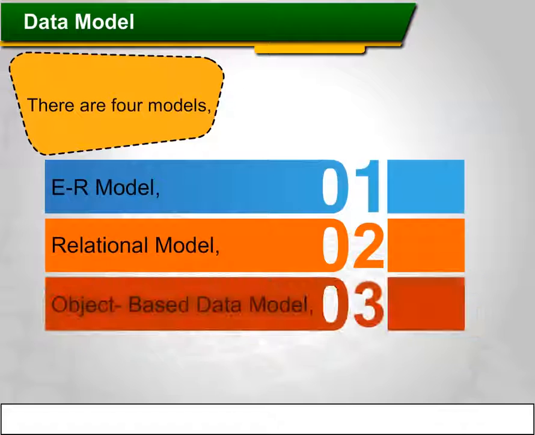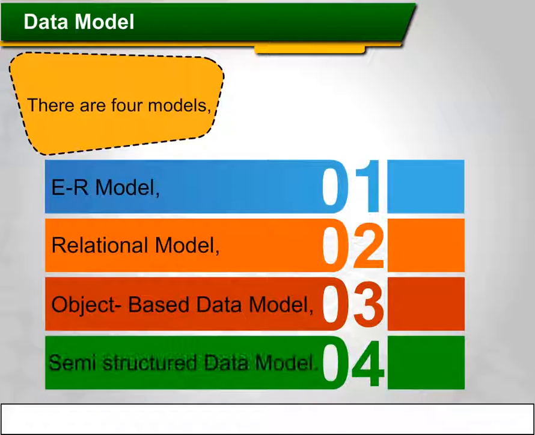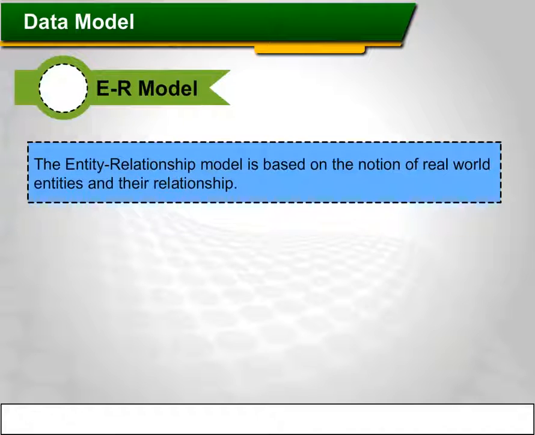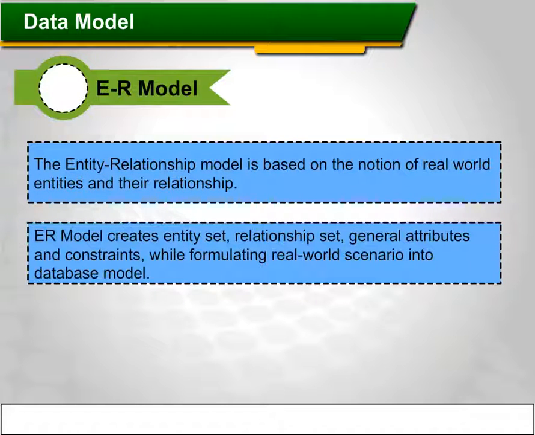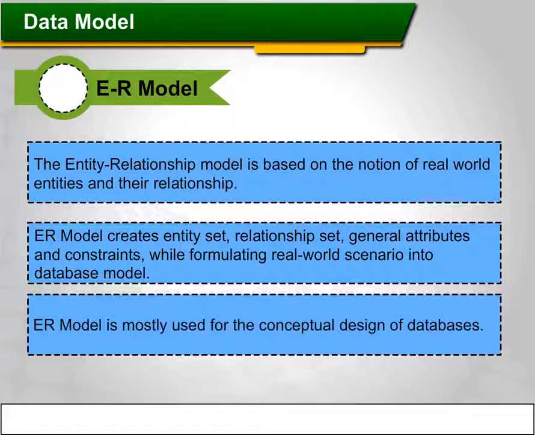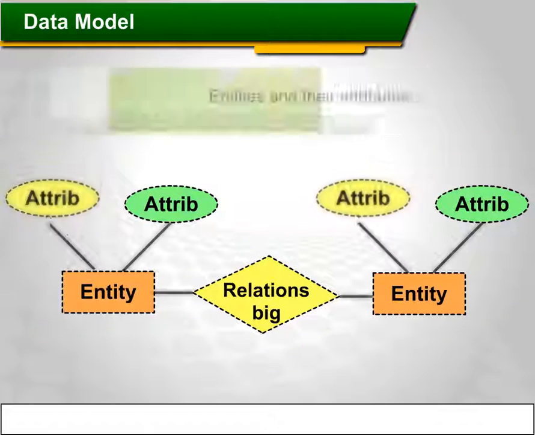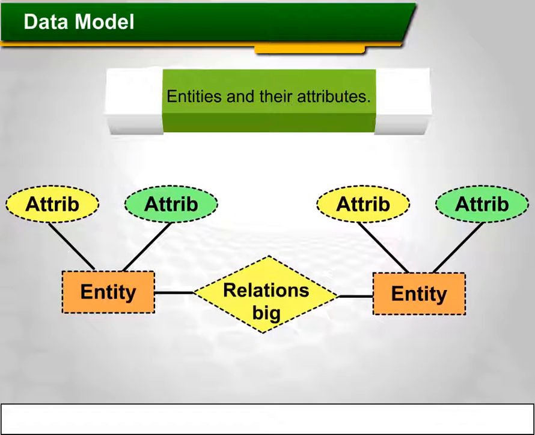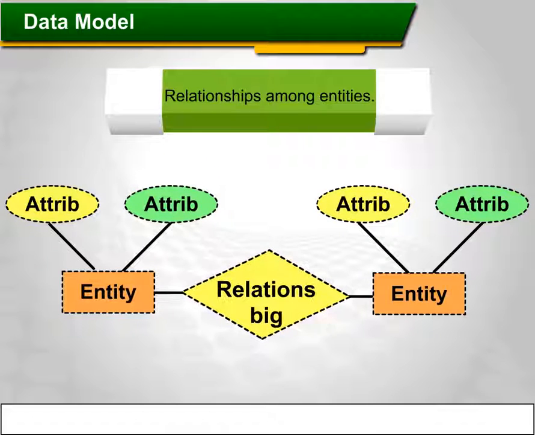Flat data models are the very first data model where all the data used to be kept in the same plane. Because earlier data models were not so scientific, they introduced lots of duplication and update anomalies. There are four models: ER model, relational model, object-based data model, semi-structured data model.